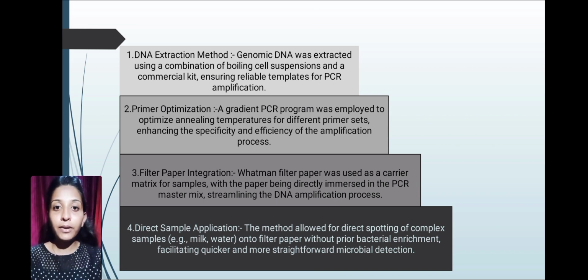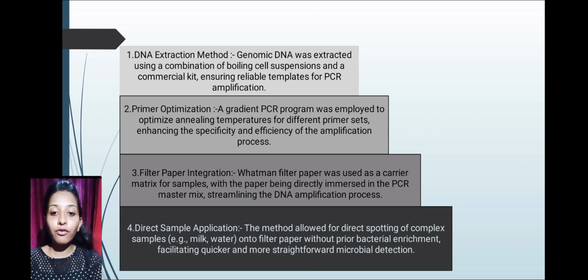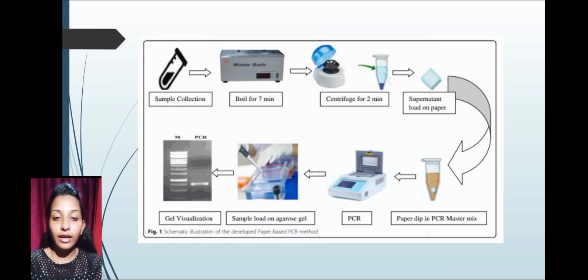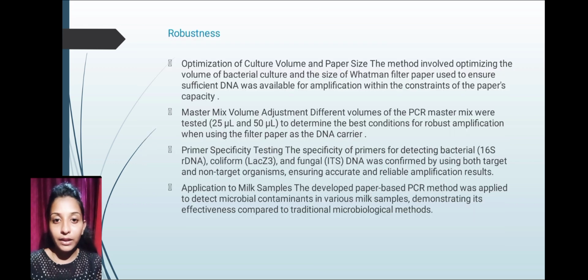The third step involved filter paper integration. Whatman filter paper was used as a carrier matrix for samples, with the paper being directly immersed in the PCR master mix, streamlining the DNA amplification process. The method allowed for the direct spotting of complex samples such as water and milk onto the filter paper without prior bacterial enrichment, facilitating quicker and more straightforward bacterial detection. This flowchart explains which steps are involved in the paper-based PCR method.